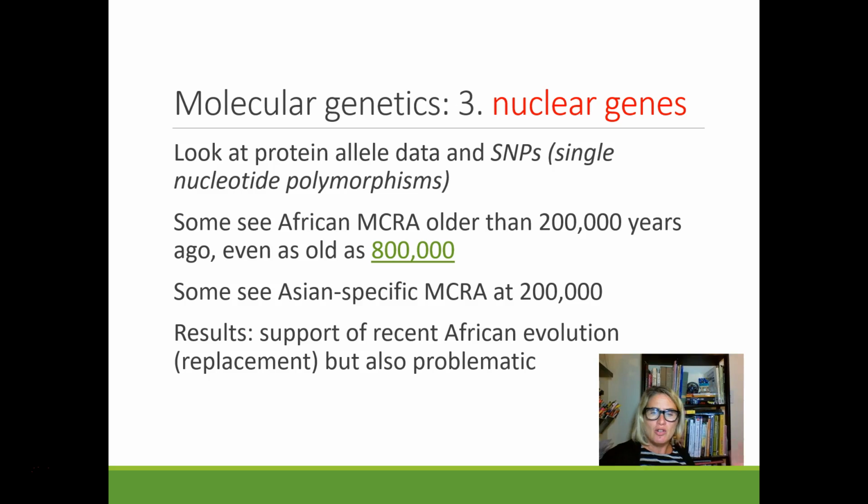The results are different and somewhat problematic because of which portions of these nuclear genes they're looking at. We even have some results suggesting that there was an Asian-specific most common recent ancestor. So the nuclear genes are somewhat problematic, but in general it tends to support a more recent African evolution as well.